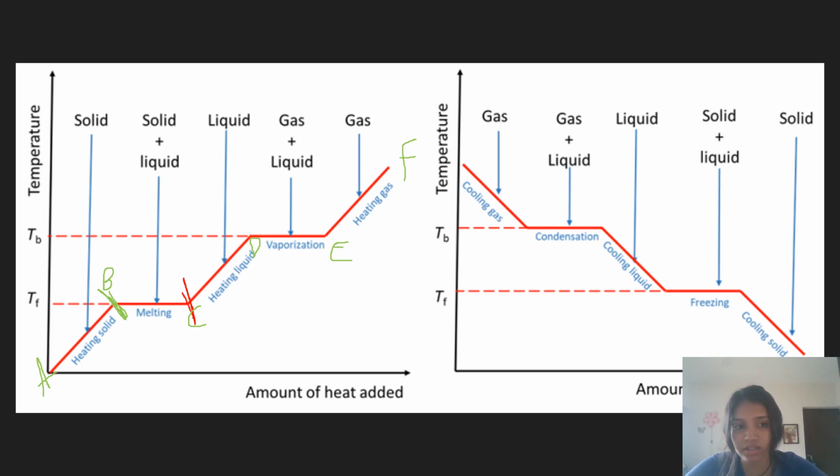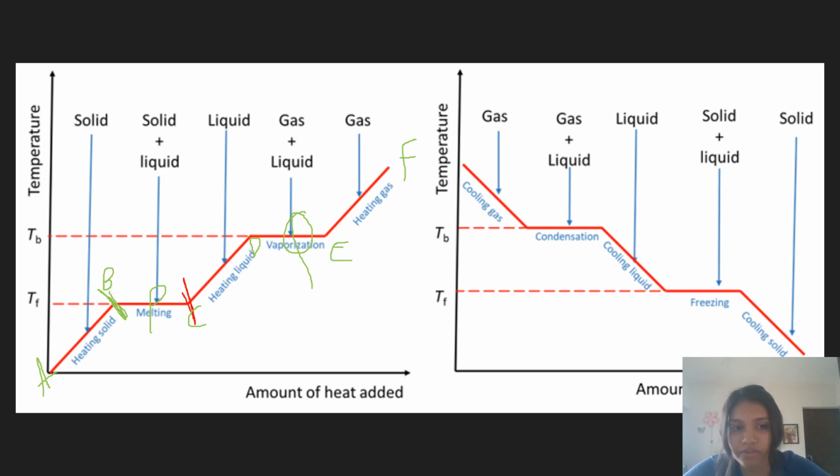So at A, there is only solid. At B, there is only solid. At C, there is liquid. At D, there is liquid. At E, there is gas. At F, there is gas. But if we have P over here and Q over here, P has solid and liquid, and Q has gas plus liquid. So every time you have a completely horizontal line, you have to know that a process is taking place, which is either melting, boiling, condensation, or freezing, not evaporation, because evaporation occurs at a range of temperatures.